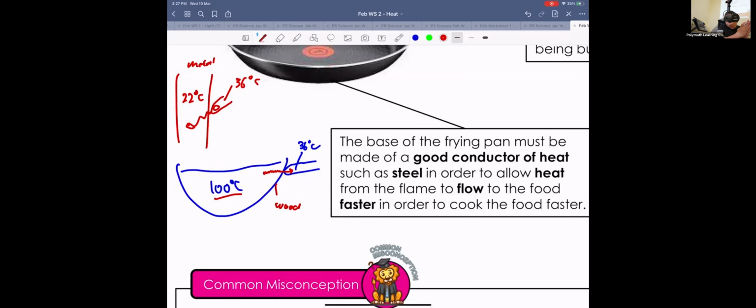When we rub our hands, that thing is called friction. That one you're learning in P6. Friction will generate heat. Yeah, good question.